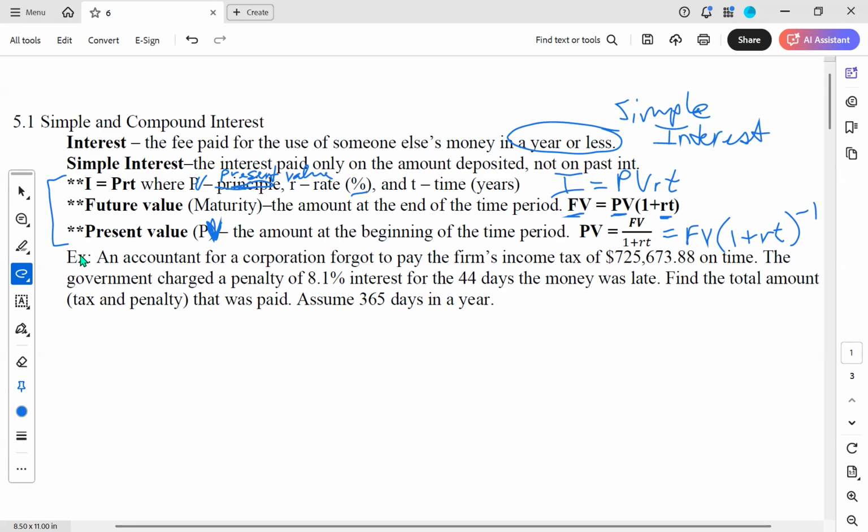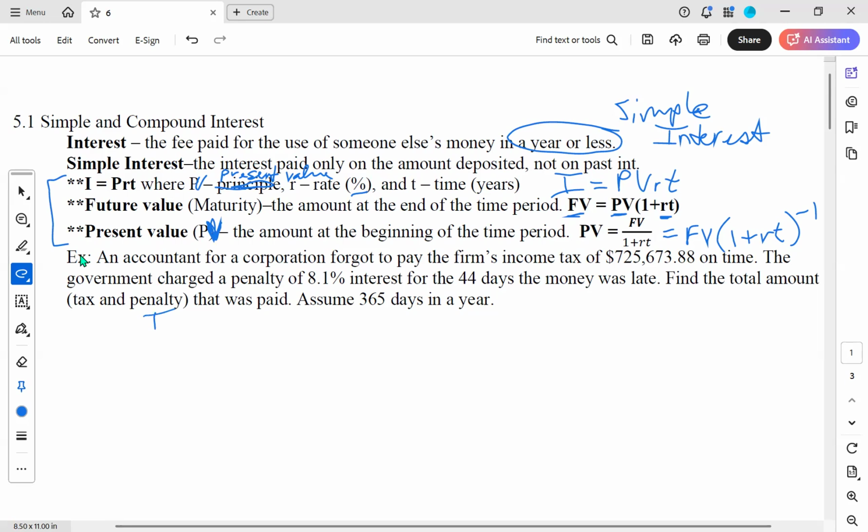It says an accountant for a corporation forgot to pay the firm's income tax of $725,673.88 on time. The government charged a penalty of 8.1% interest for the 44 days the money was late. Find the total amount, tax and penalty, that was paid. Assume 365 days in a year. So there's two different ways to do this. We're going to go ahead and figure out how much the penalty was first. Well, that's the interest.